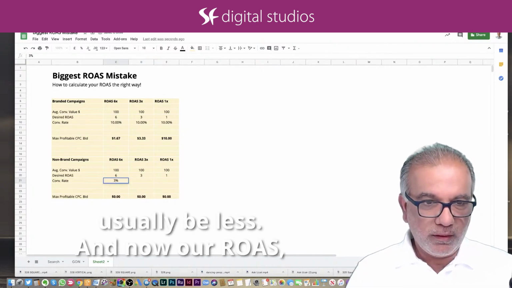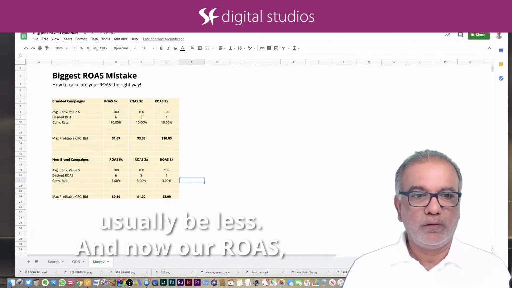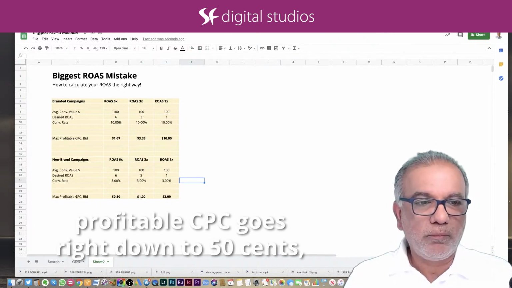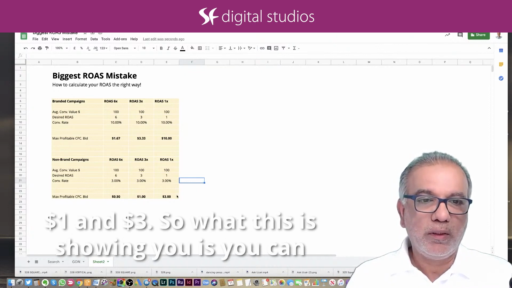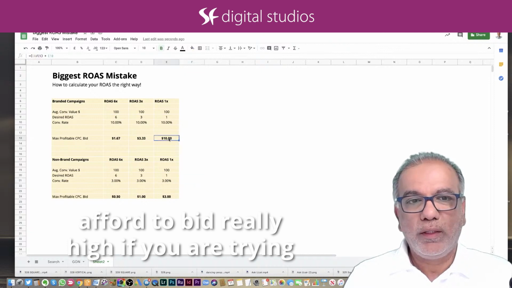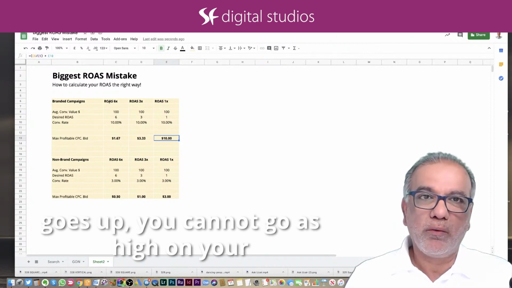Non-branded will usually be less. And now our ROAS profitable CPC goes right down to 50 cents, $1, and $3. So what this is showing you is you can afford to bid really high if you are trying to break even. And as your return on ad spend goes up, you cannot go as high on your bidding as possible.